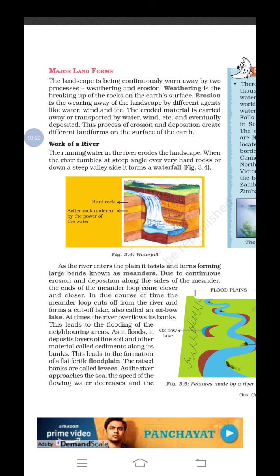In major landforms, before we start our topic, let's read this small subtopic. The landscape is continuously worn away by two processes, weathering and erosion. That means continuous changes are happening on the surface of the earth. For that, two things are important. The first one is weathering and the second one is erosion. Now, what is weathering and what is erosion?